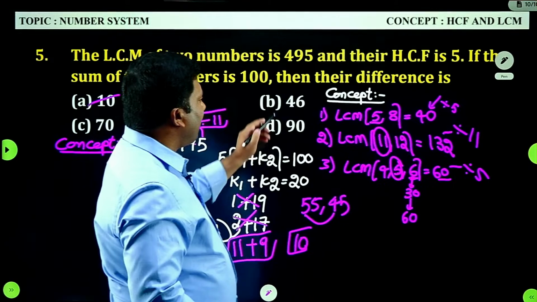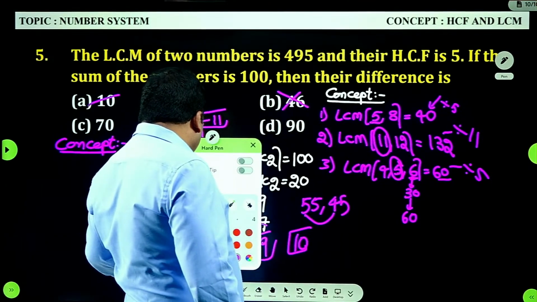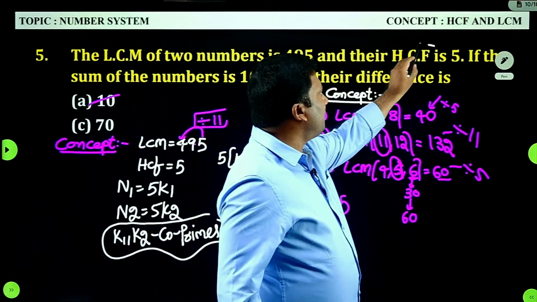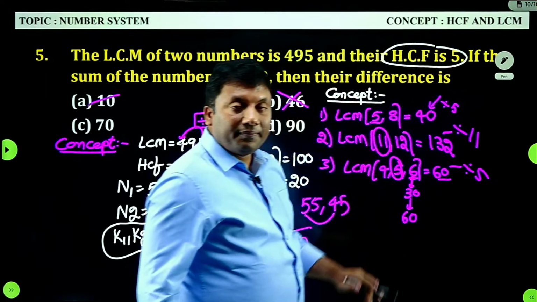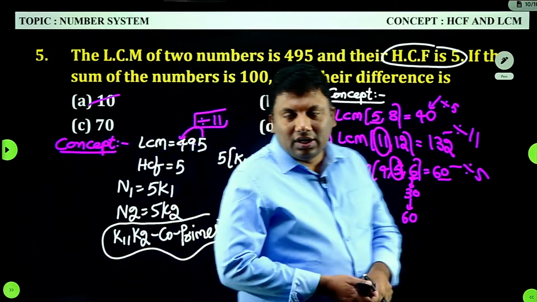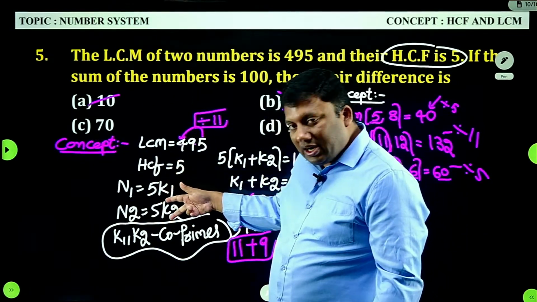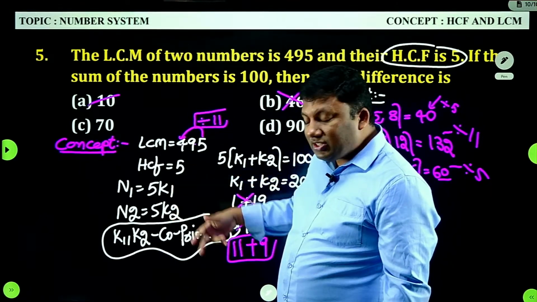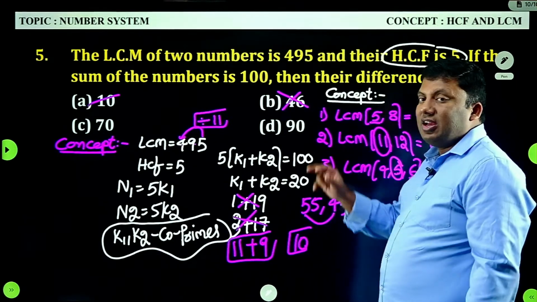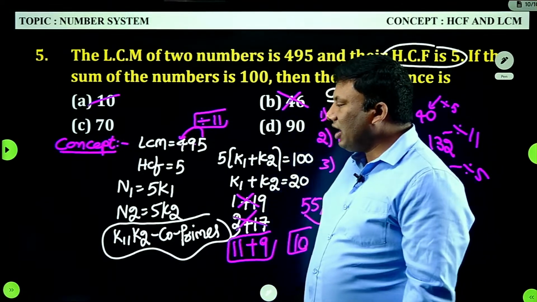You can eliminate 46 before solving the question itself. Sir, how did you eliminate 46? I eliminated 46 because it is clearly specified that it is HCF. The numbers will become 5K1 and 5K2. This number is divisible by 5, this number is divisible by 5. The difference also should be divisible by 5. 46 is not divisible by 5.